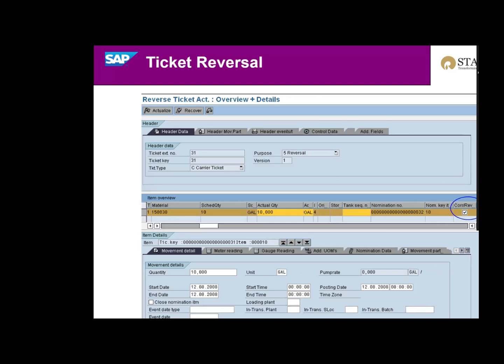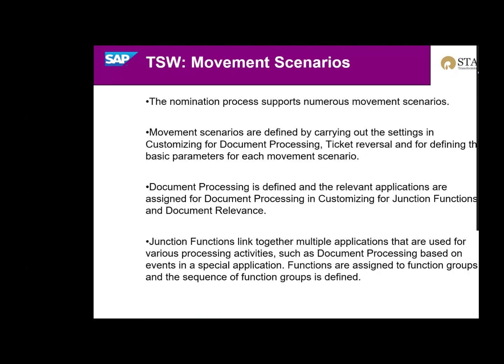So this is what we have seen yesterday. This ticket reversal: you click on this button and actualize. Then reversal, all the documents will be reversed in the background. So now we will come to the movement scenario. This we have not covered yet. Movement scenario, that's it.